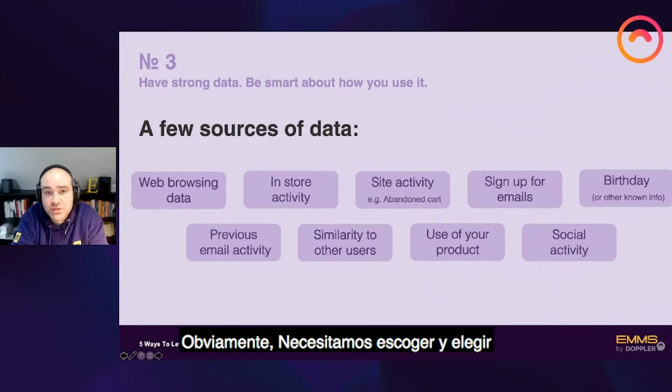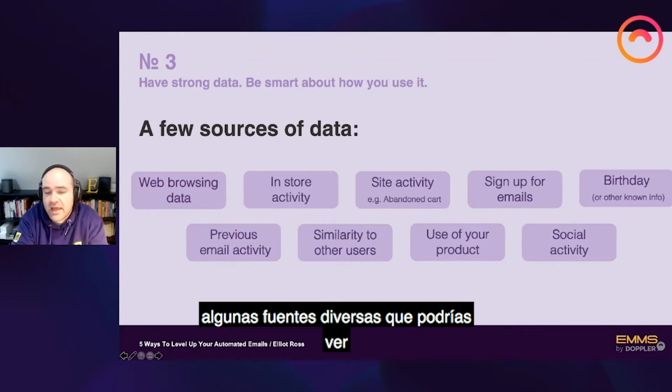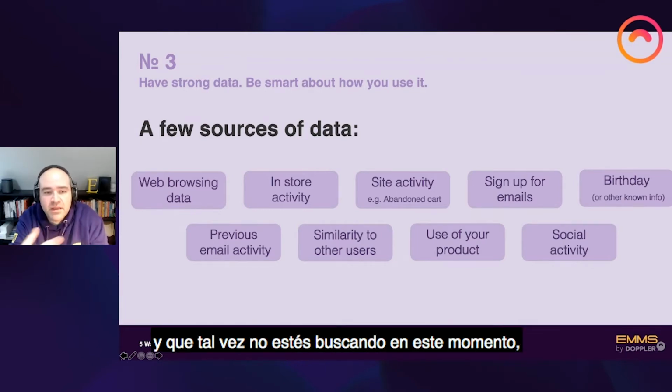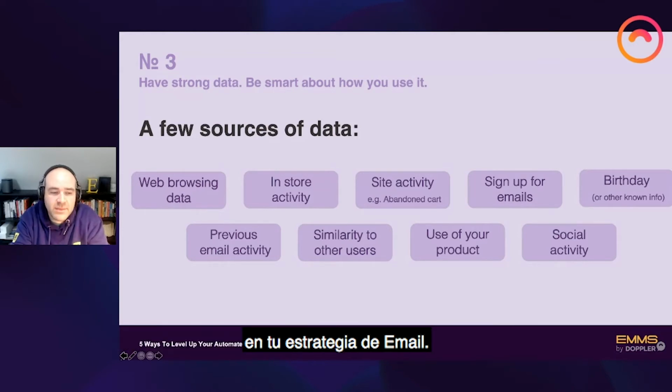Obviously, we need to pick and choose what we're going to do, because no one has the time to do everything. So what I thought we'd pull out quickly is just some various sources that you could look at that you maybe aren't looking at right now, that you could use to start automating things in your email.